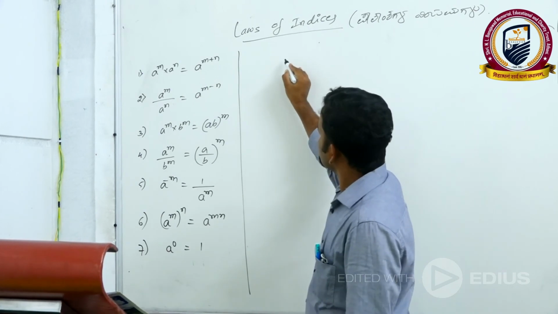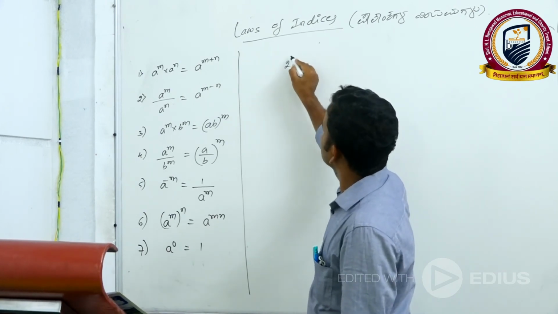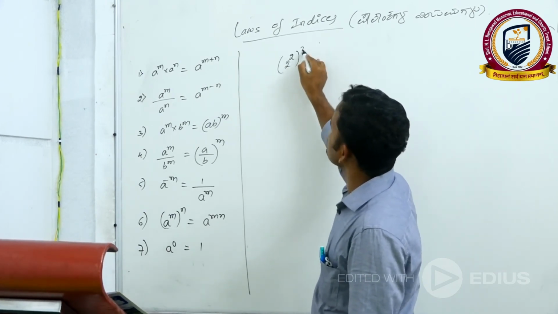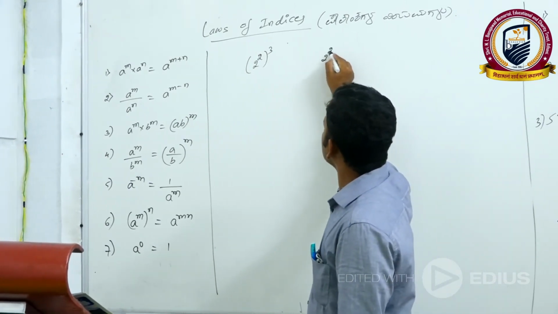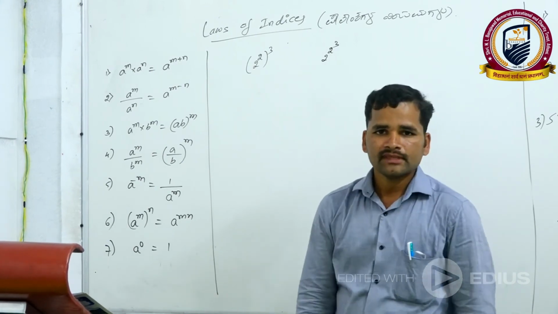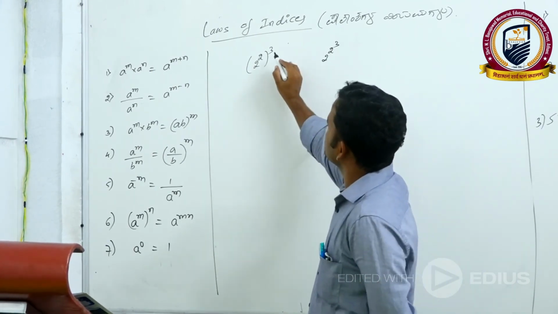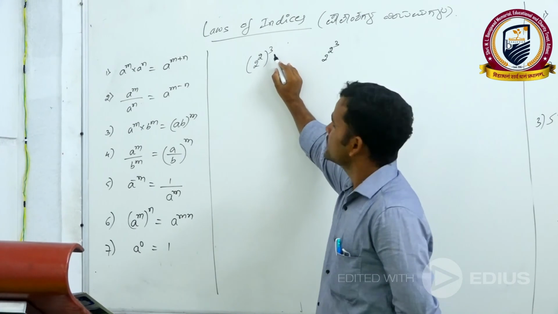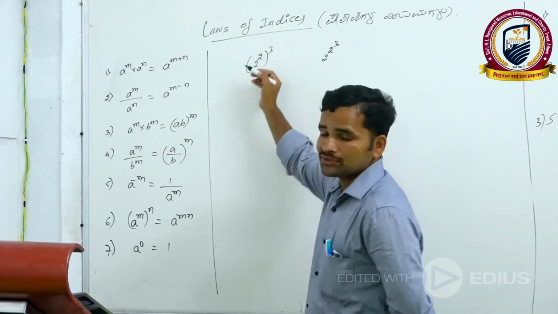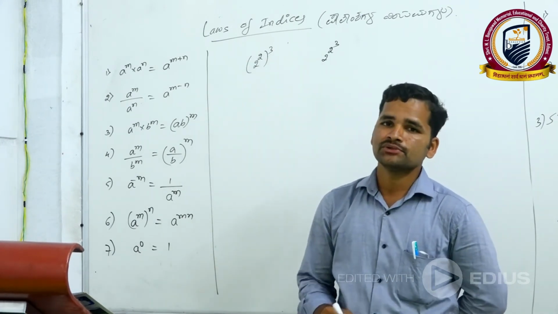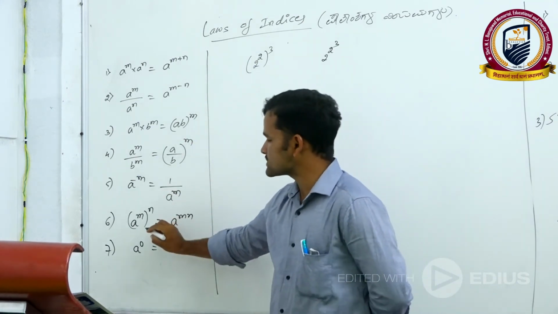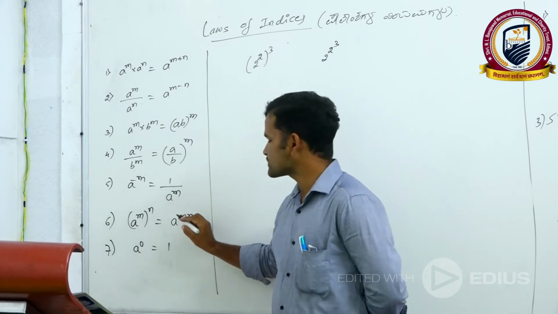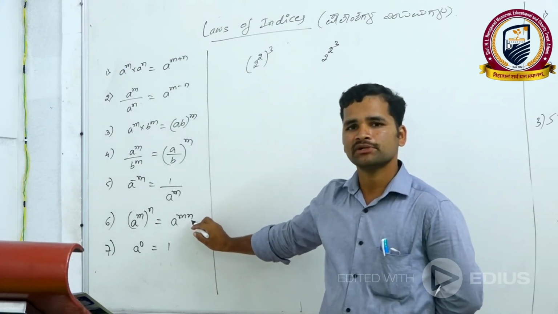See, there is a difference between 2 raised to 2 whole raised to 3 and also 2 raised to 2 raised to 3. How are these different? See, this power 3 is for the whole term 2 raised to 2. In this case, we can use this formula a raised to m whole raised to n is equal to a raised to m into n.